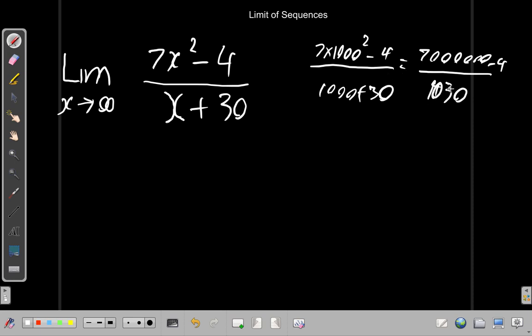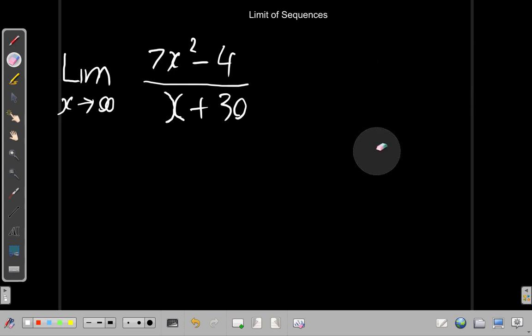And as you go on and on, what you would find is that you have 7 times a very big number, minus 4. The 4 has less of an impact as the number gets bigger. When you have 7,000,000 minus 4, it doesn't really affect it that much. So if you ignore the 4 and the 30, you would have 7 times infinity squared over infinity, because this function is getting larger and larger. So based on what you see so far, it's not working out.